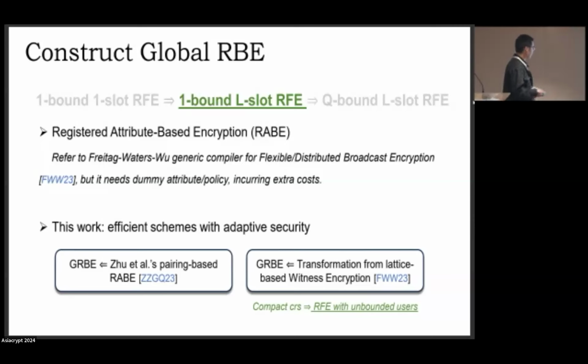And this GRB has adaptive security. The first GRB is derived from pairing-based IBE. And the second one is still referred to the transformation from lattice-based witness encryption. Because this GRB owns more complex parameters, like a CRS not growing with the user number, this gave us the possibility to achieve IFE with unbounded users.